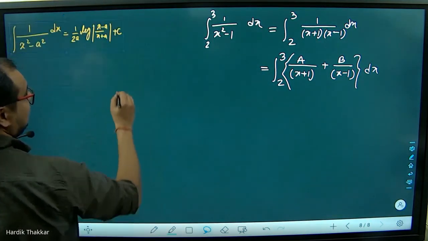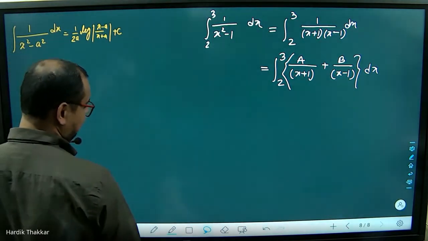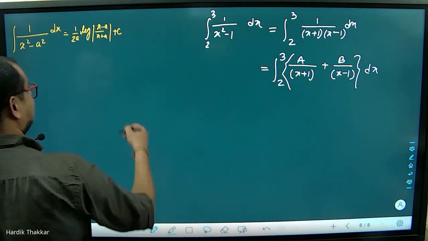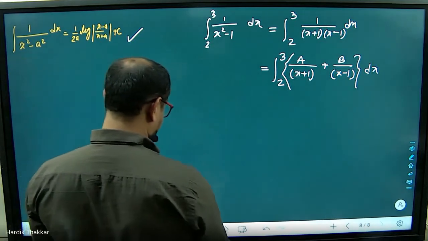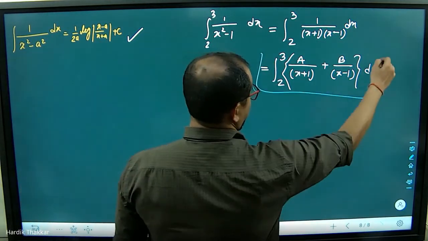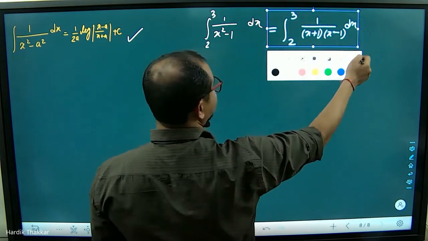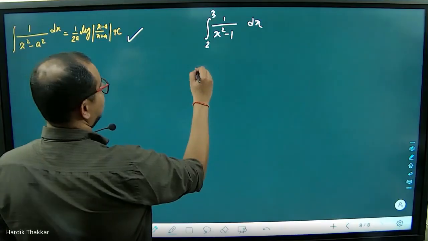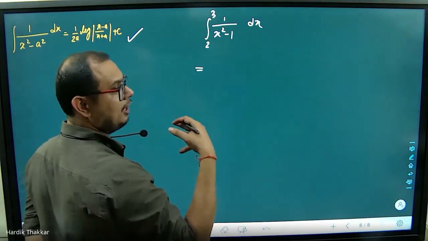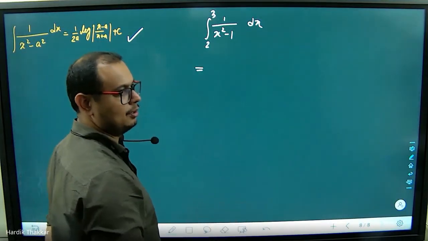So either we can apply this formula or we have to apply partial fraction. I think it is better to use this formula because partial fraction will take a lot of time here. So just apply this formula, don't apply partial fraction here. Just in case we forget, we can use partial fraction. Yes, definitely, because this formula is derived from partial fraction only. Okay.